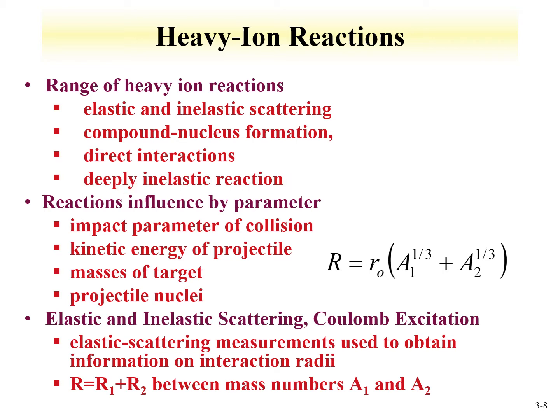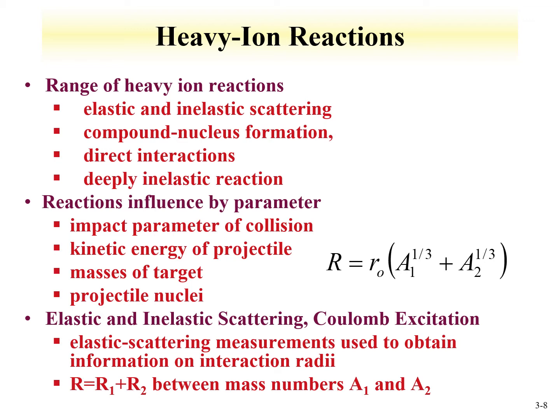One of the main differences between a heavy ion and a light ion like a proton is that the heavy ion during the reaction can donate some of its nuclear matter to the reaction, whereas with a proton, it's either all or nothing. These reactions are influenced by the reaction parameter, which is a function of the impact parameter. It's a function of the radius. It's also influenced by the kinetic energy of the projectile, and the mass of the target and projectile nuclei. The masses of the target and projectile nuclei are going to have an influence on the Coulomb barrier.